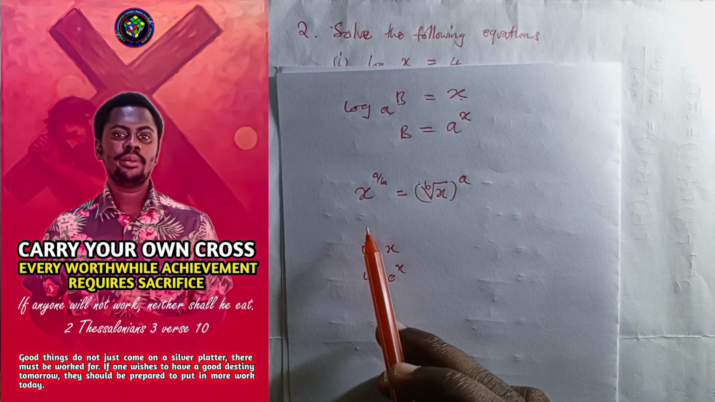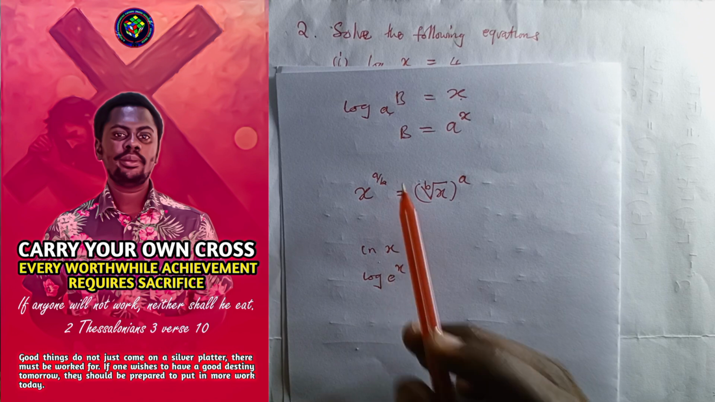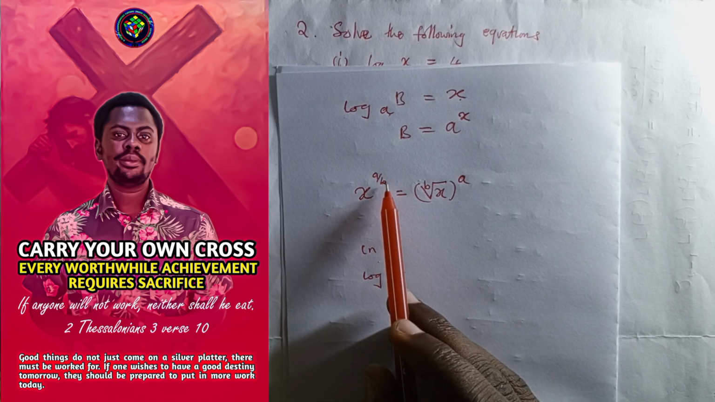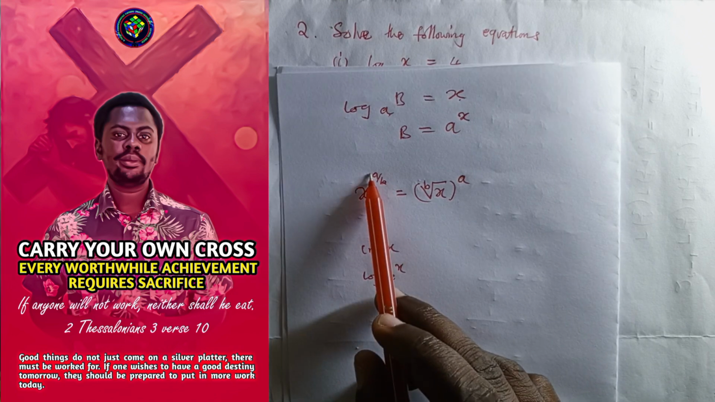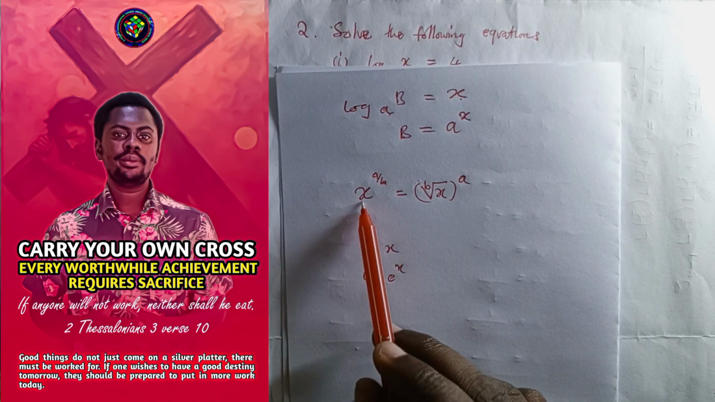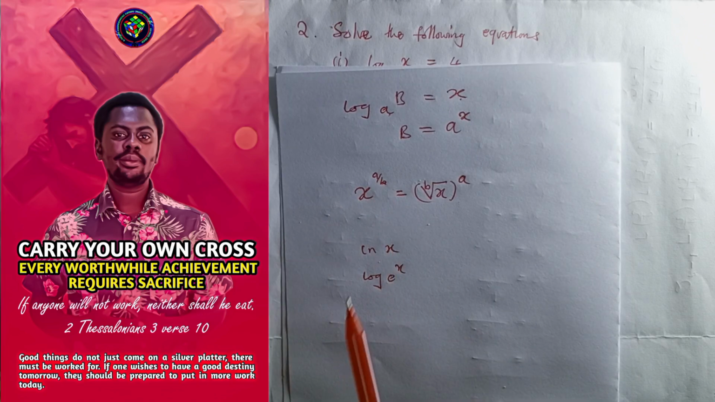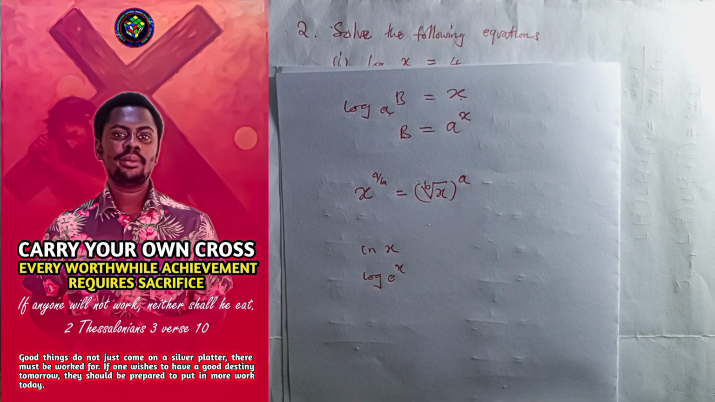Then we also talked about the concept where we have the fraction power. So when you have a fraction power, always remember that the denominator gives a root. Then the numerator is the power. So we have x to the power a over b. This is simplified as the b-th root of x to the power a.